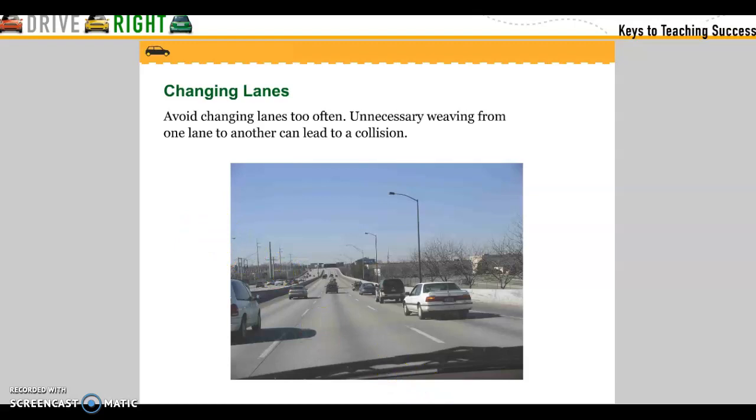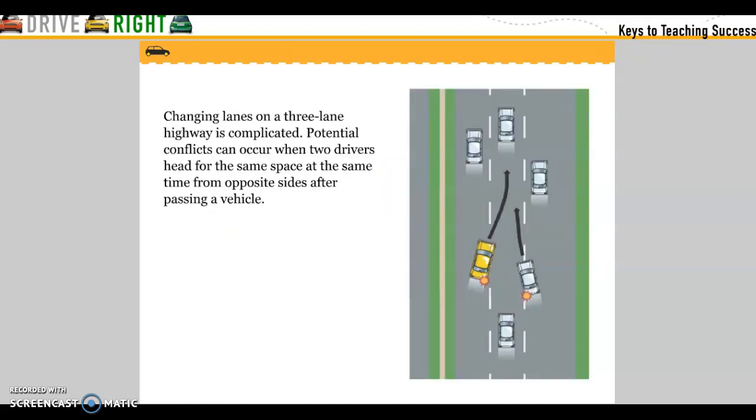Changing lanes. Avoid changing lanes too often. Unnecessarily weaving from one lane to another can lead to collisions. Changing lanes on a 3-lane highway is complicated. Potential conflicts can occur when 2 drivers head for the same spot at the same time from opposite sides of a vehicle they are passing.